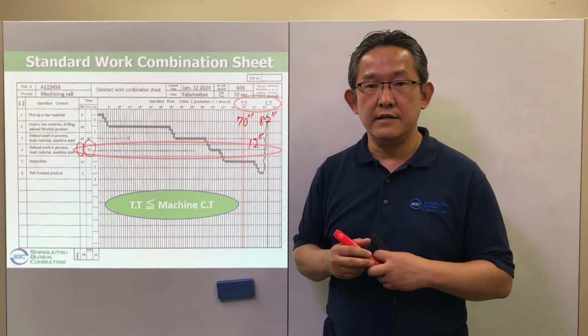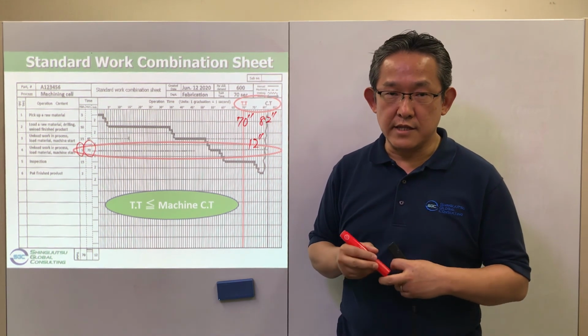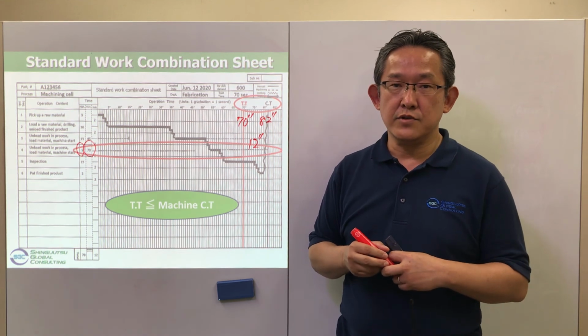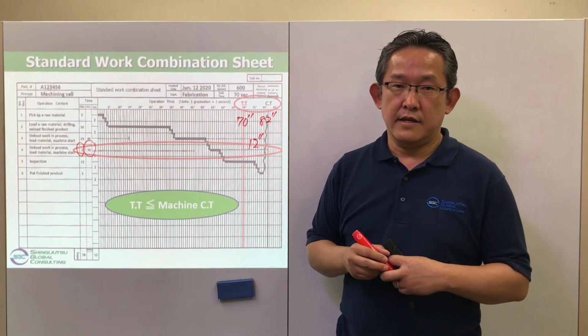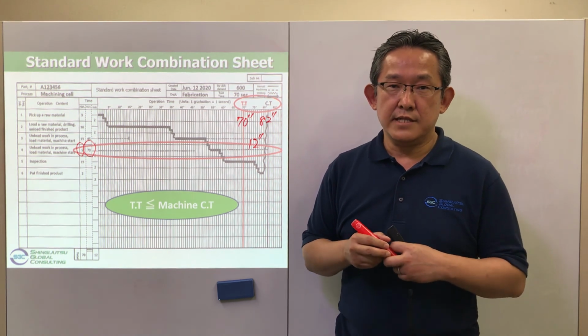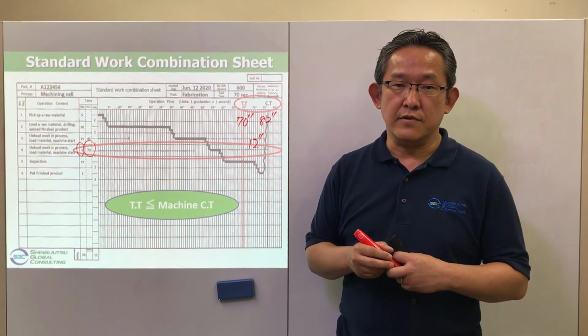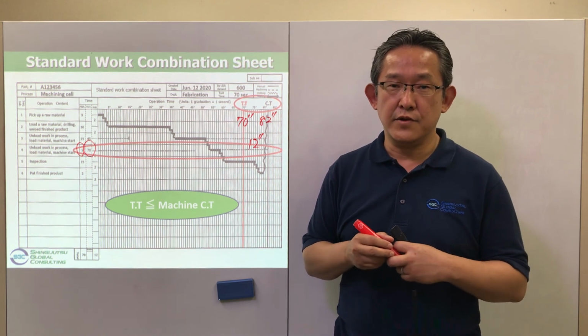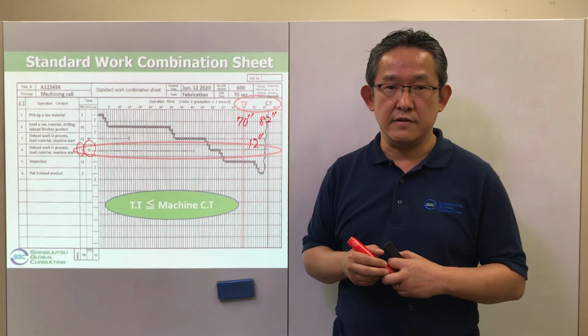The standard work combination sheet is a Kaizen tool to enable standard work. Just creating a standard work combination sheet is not the goal. Let's create standard work combination sheets and use them to reveal improvements during Kaizen activities.